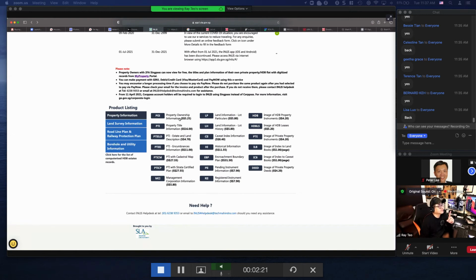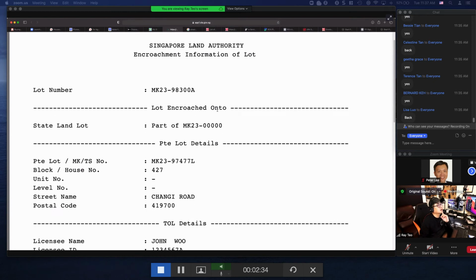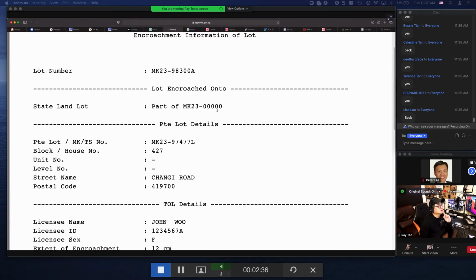For landed properties, there's another plan, another search you probably want to check. We call it the encroachment boundary plan. What is this encroachment boundary plan? I'll show you a sample. What kind of property do you need to check? If your unit is a corner unit, and adjacent to your unit is a national park, or no other land next to you, or it belongs to the government.